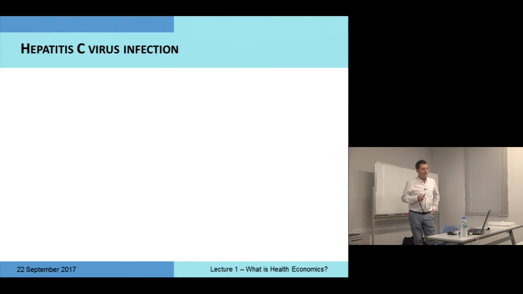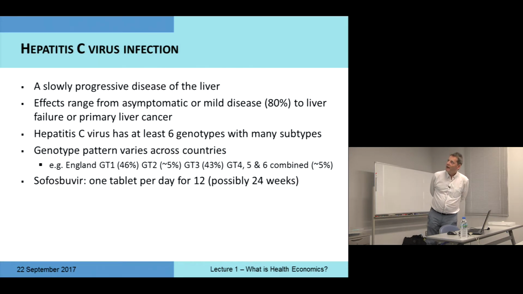So I'll give you an example of this. I'm going to go into more detail next week about hepatitis C because it's a particularly interesting one. I guess most of you will know this, but maybe not all of you. Hepatitis C virus is, for most people, a slowly progressive disease of the liver. The effects can be asymptomatic for a long time, or you could have quite mild disease, and 80% of those who are HCV positive are in that category. But at the more extreme level, you can get liver failure and also primary liver cancer.